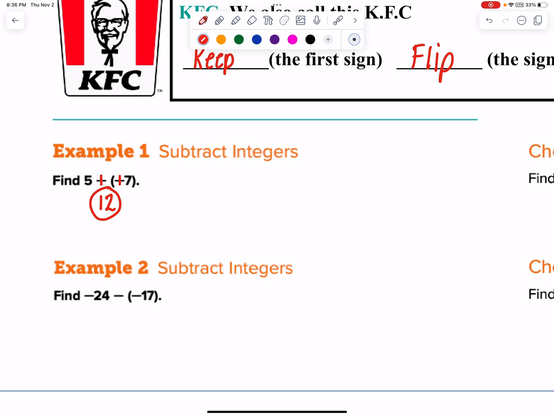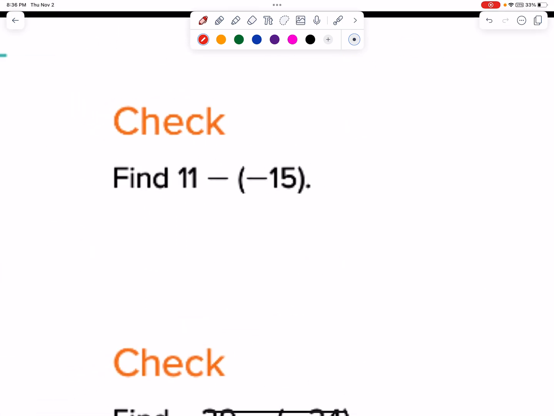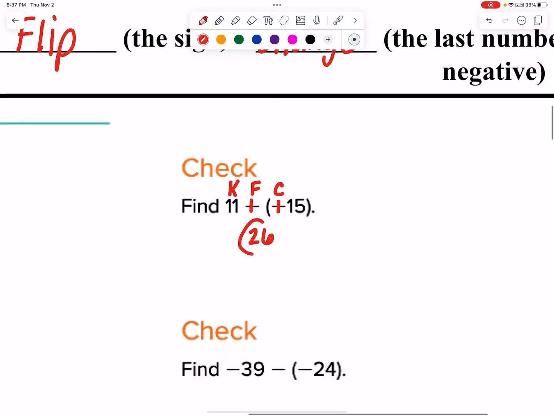Okay. All right, let's go ahead and try this out. Okay, so I'm going to keep, flip, and change. That's the KFC. So flip and change. Okay, and now we have an 11 plus 15. So 15 plus 10 is 25, plus the extra is 26. Same signs, add and keep. And there we go with our check.